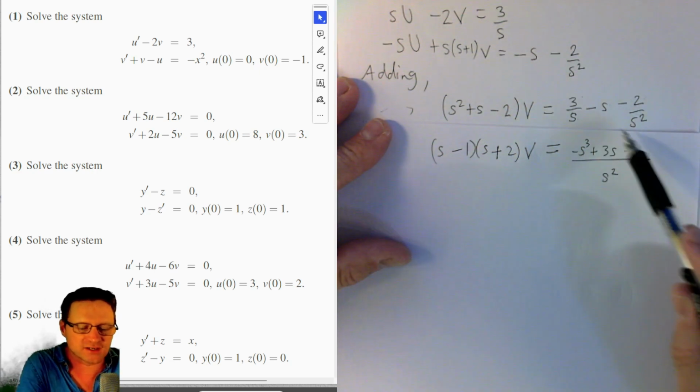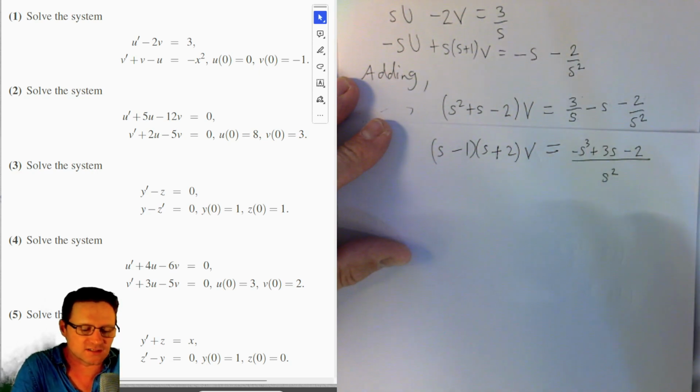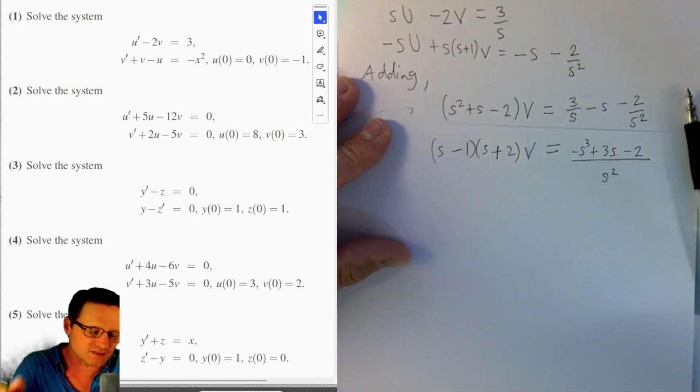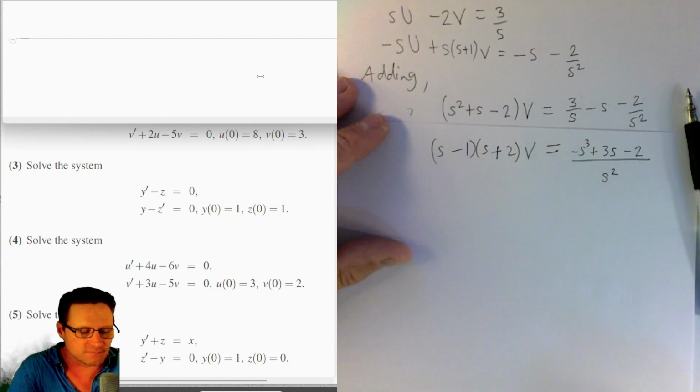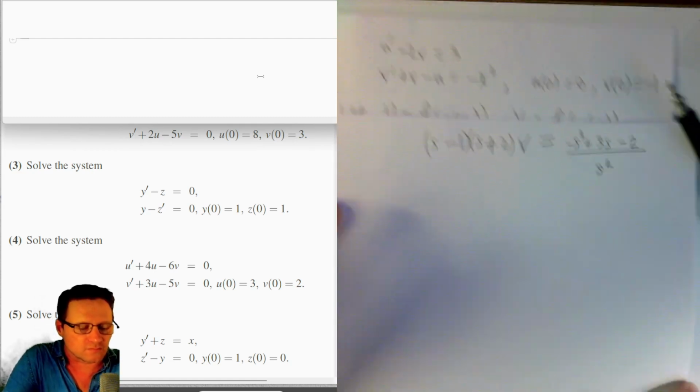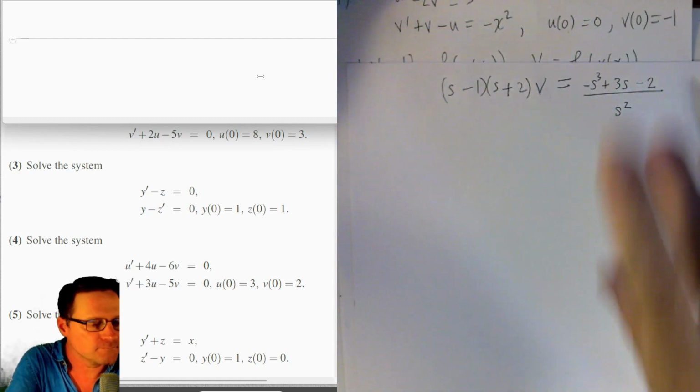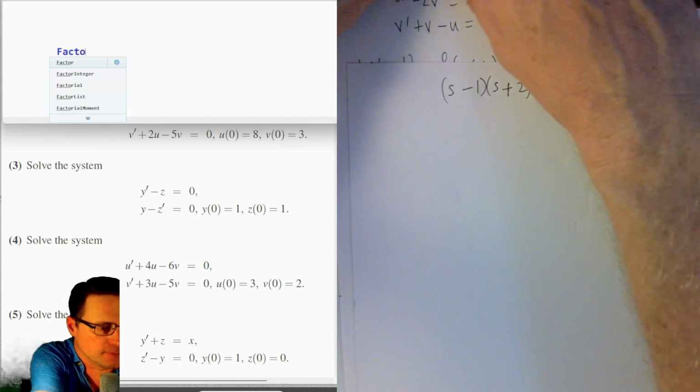But we need to factorize this numerator here. So let's go to Mathematica to do that because it's a cubic and I don't want to muck around here. Okay, so I'll write factor.